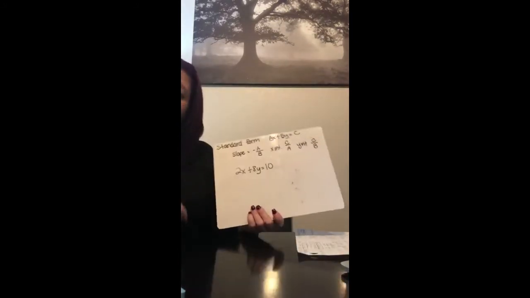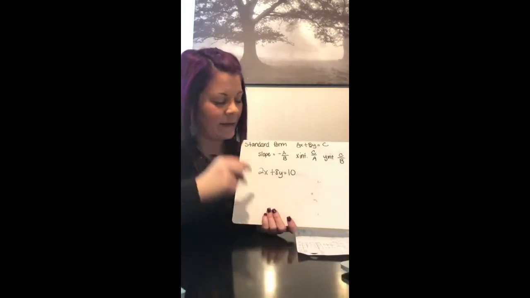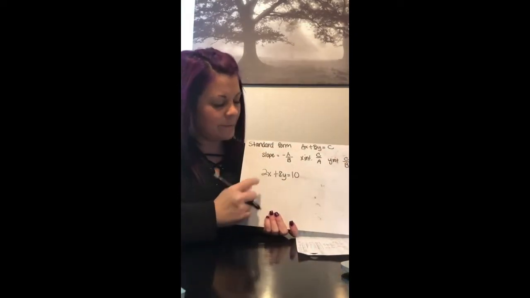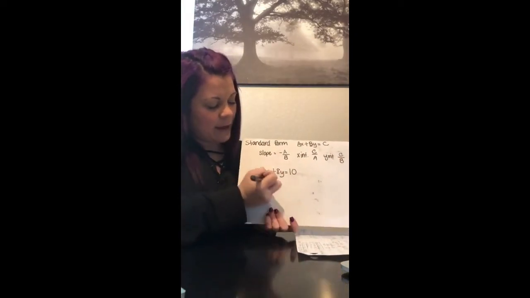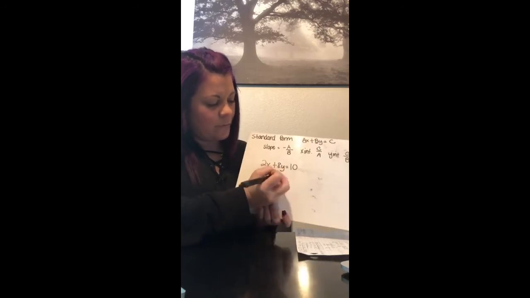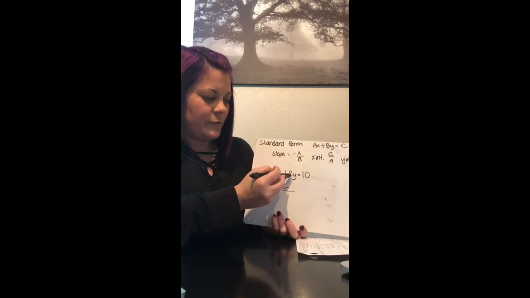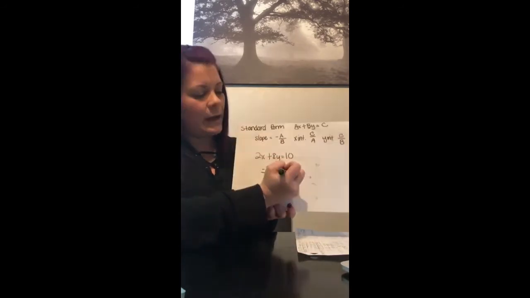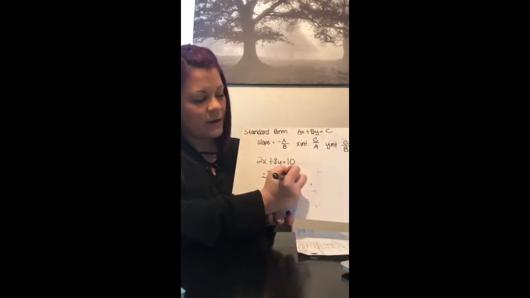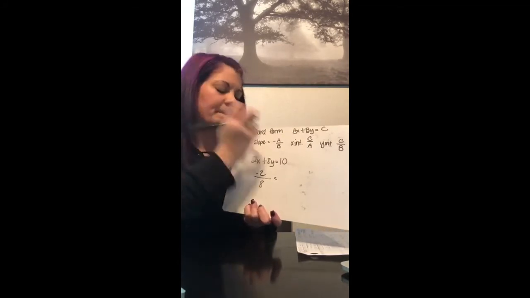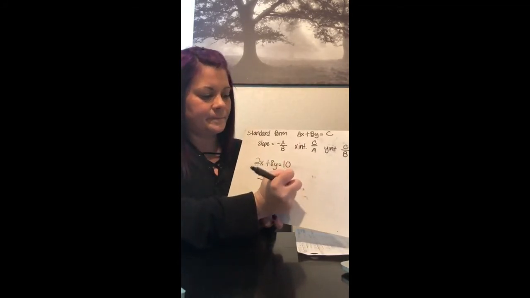So now let's find the slope, the y-intercept, and the x-intercept. The slope is negative a over b, so the opposite of a would be negative 2 over b. The coefficient of y is 8, so negative 2/8, and we reduce that just like a fraction. It would become negative 1/4.